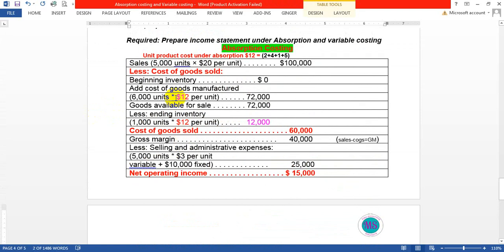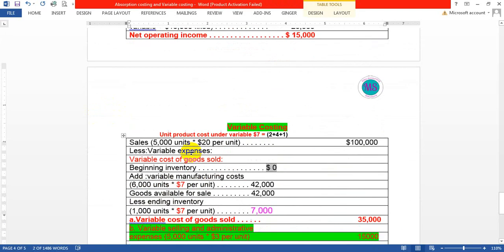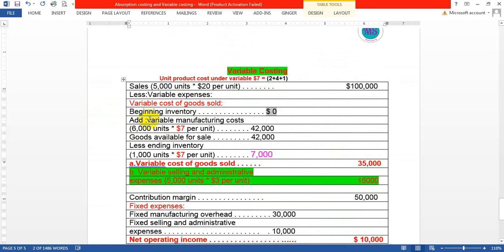Here we calculate the cost of goods manufactured, but in variable costing we use the variable manufacturing cost, not the fixed manufacturing cost. Remember this point, this is very important. My units produced are 6,000, and my unit product cost was 7. So 6,000 multiplied by 7 gives 42,000. Adding my beginning inventory of 0, this is my variable manufacturing cost.